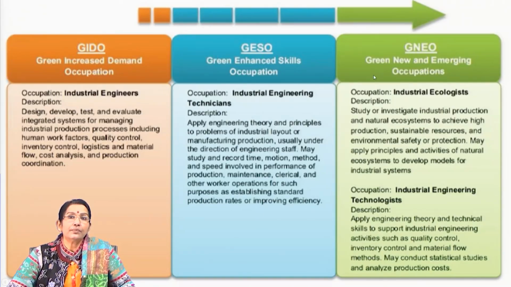Now, creating the new jobs, new and emerging jobs. For example, a new job can be industrial ecologist. The description is to study or investigate the effects of industrial production on the natural ecosystem to achieve high production, sustainable resources, and environmental safety and protection. They may apply the principles and activities of the natural ecosystem to develop the models for industrial systems. That is developing new models and applications.